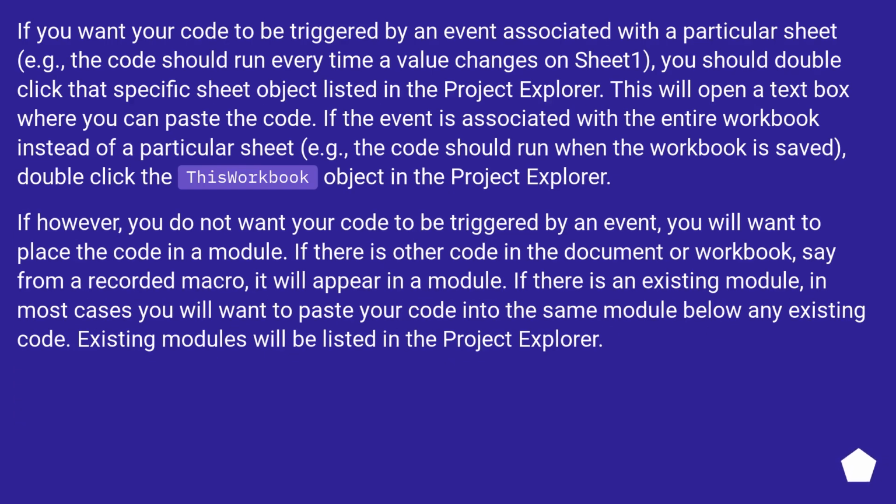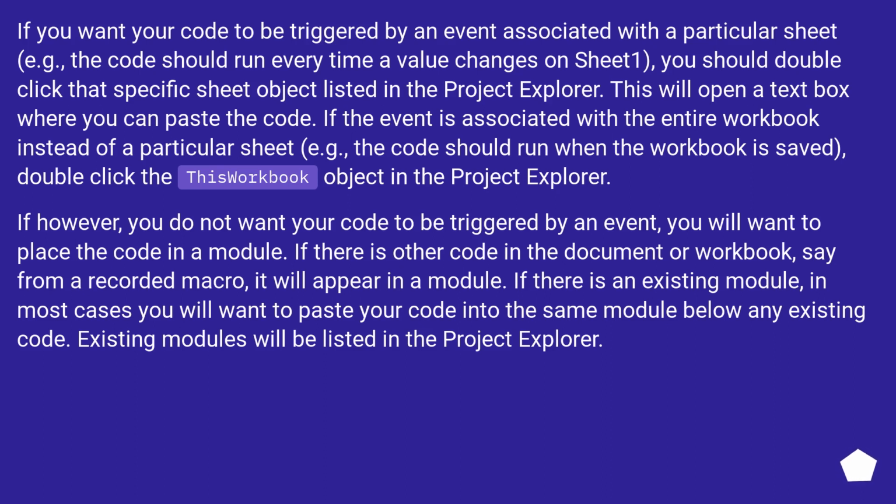If you want your code to be triggered by an event associated with a particular sheet, for example, the code should run every time a value changes on Sheet 1, you should double-click that specific sheet object listed in the Project Explorer. This will open a text box where you can paste the code. If the event is associated with the entire workbook instead of a particular sheet, for example, the code should run when the workbook is saved, double-click the ThisWorkbook object in the Project Explorer.